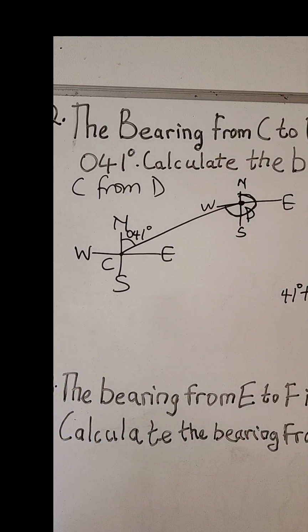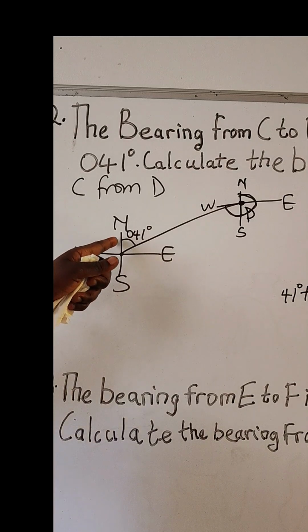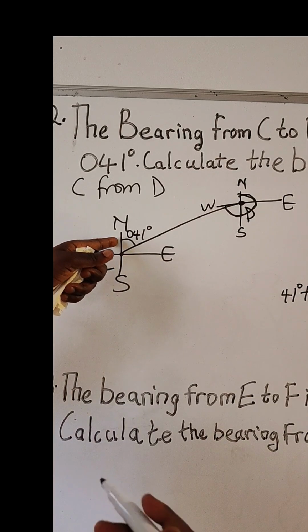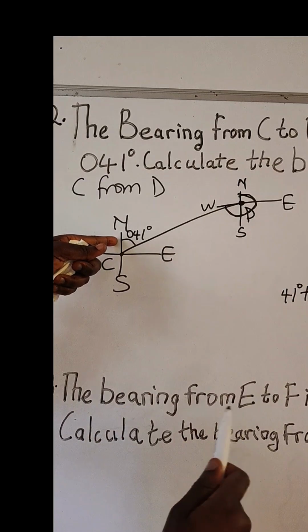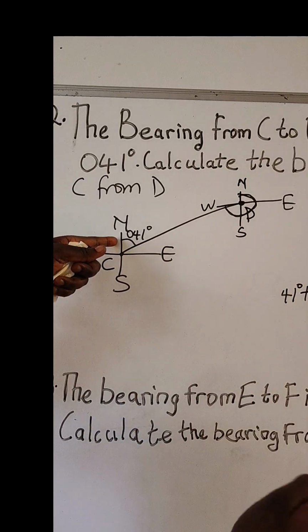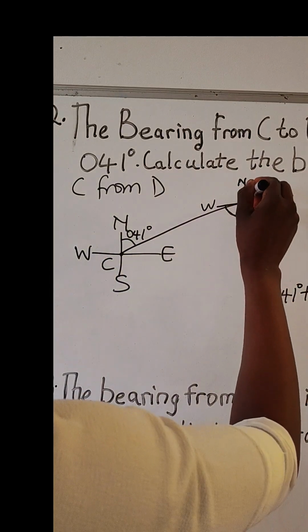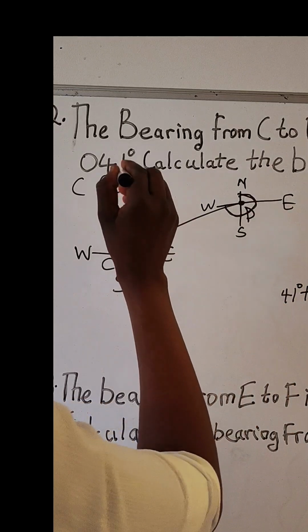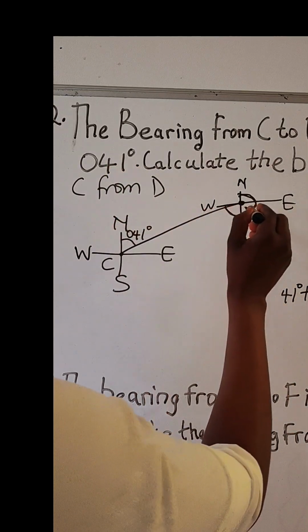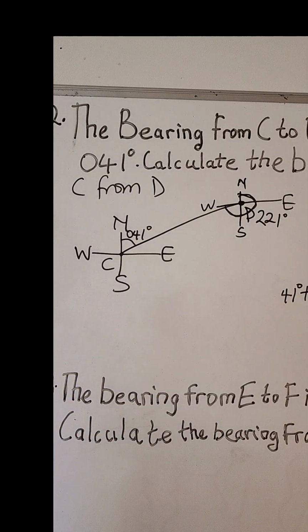I told us that in using opposite bearing, if what was given initially is not up to 180 degrees, we're going to add 180 degrees to it in order to get the opposite bearing. So to get the bearing of C from D now, we add 180 degrees plus 41 degrees, and we have 221 degrees.